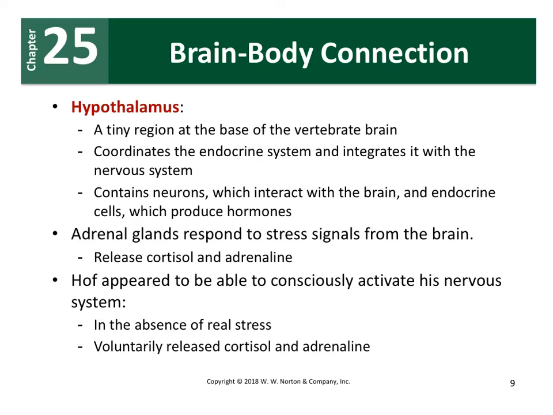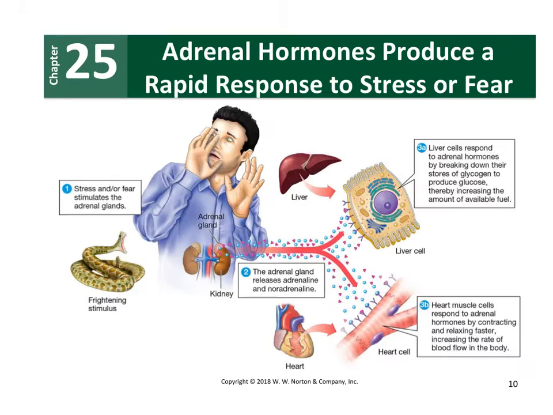Adrenal glands respond to stress signals from the brain and release cortisol and adrenaline. So, for example, adrenal hormones produce a rapid response to stress or fear, things like that. So, stress or fear, let's say a frightening stimulus, a rattlesnake, a monster comes into the room, the kinds of things that we don't think about, we just react. The adrenal gland releases adrenaline and noradrenaline into the bloodstream.